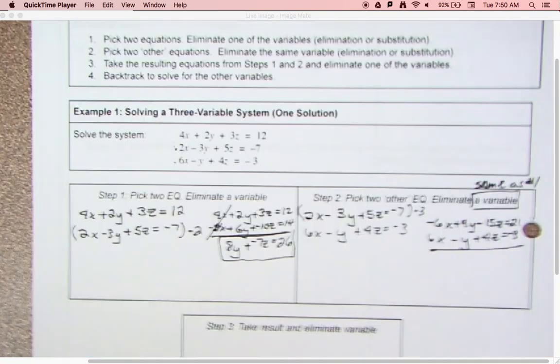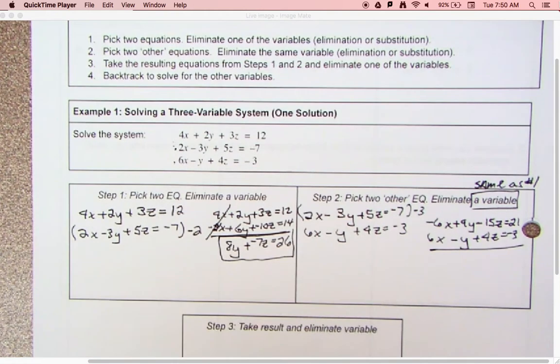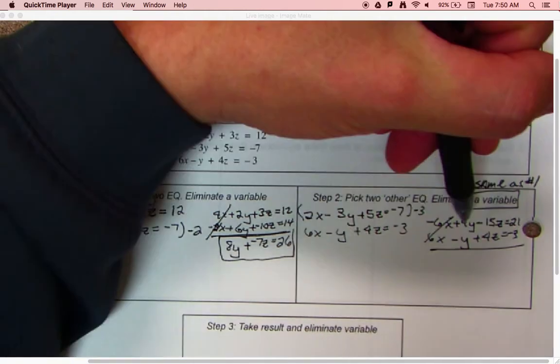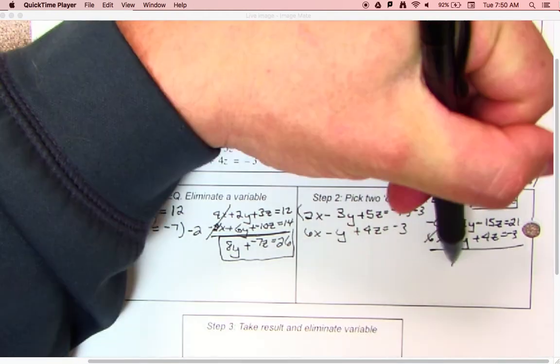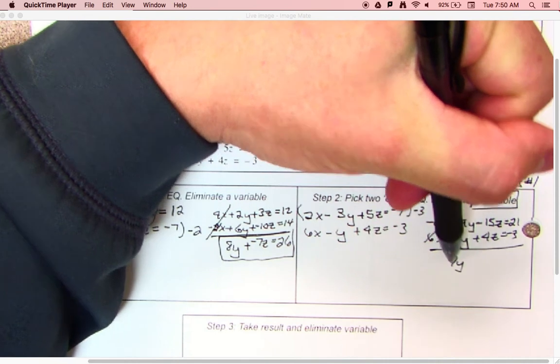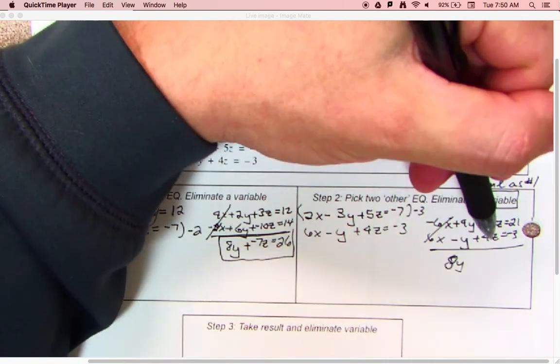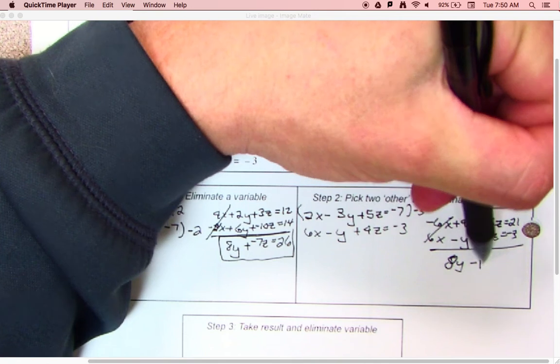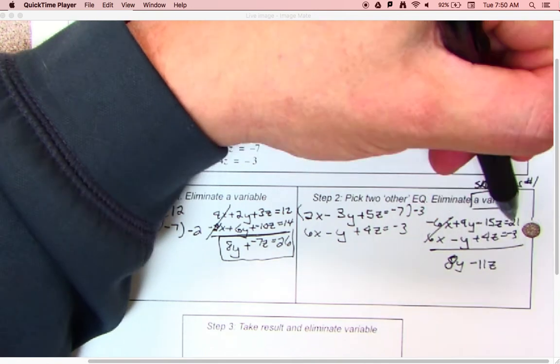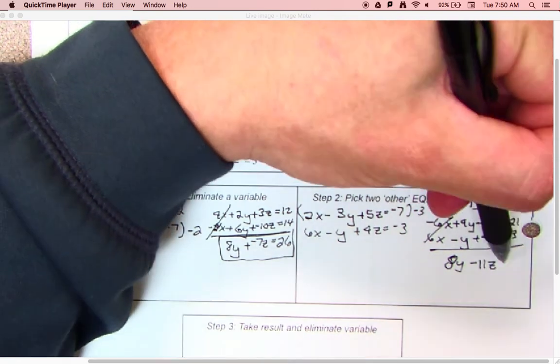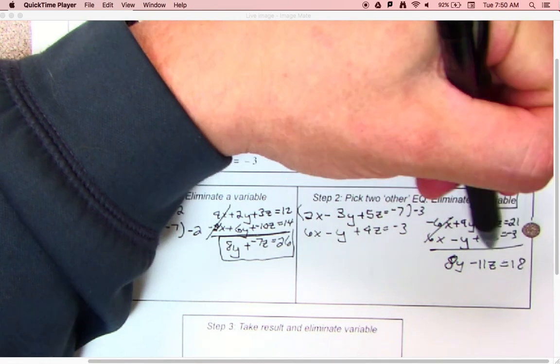And I do the elimination process, and so those cancel. 9 minus 1 is 8y. Negative 15 plus 4 is negative 11z. And 21 plus negative 3 equals 18. Okay, so there's step 2.